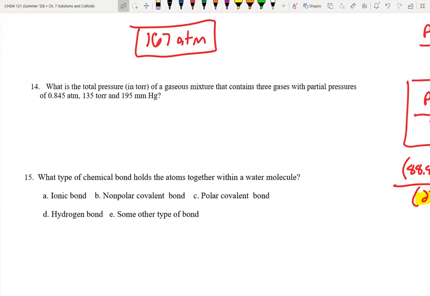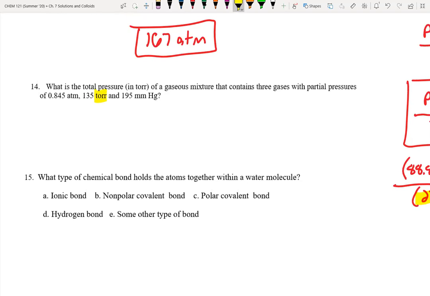What is the total pressure in torr of the gaseous mixture that contains 3 gases with partial pressures given below? The good thing is to find the total pressure, you just need to add these together. But what's one problem with adding them together right now? They're not in the same unit? Not in the same units, exactly. So what I would do is try to figure out a unit to pick. And in this case, they're not asking for a particular unit. So which one should we use? Anybody want to pick one? Would torr be kind of the easiest? Sure, let's just stick with torr.